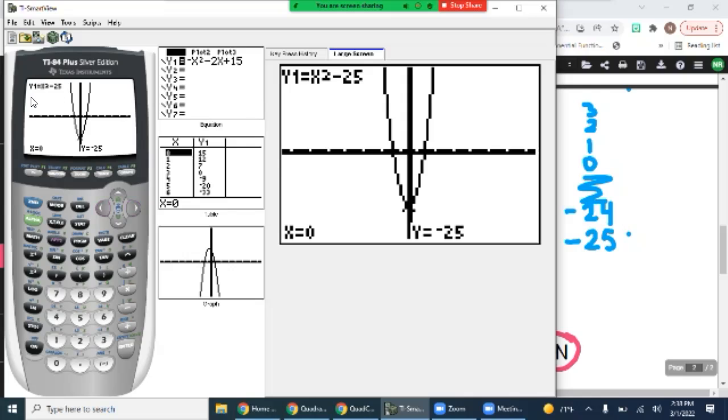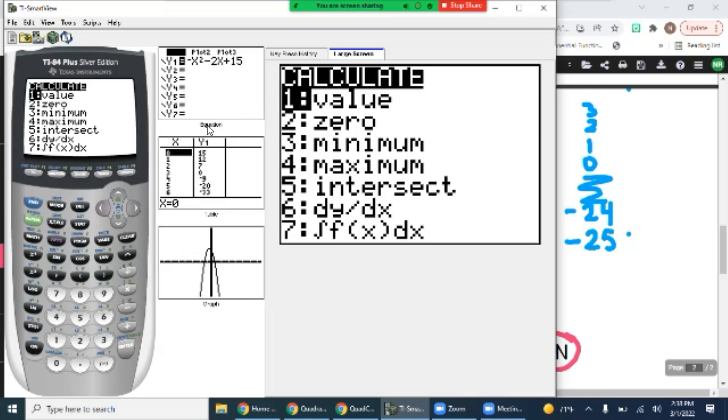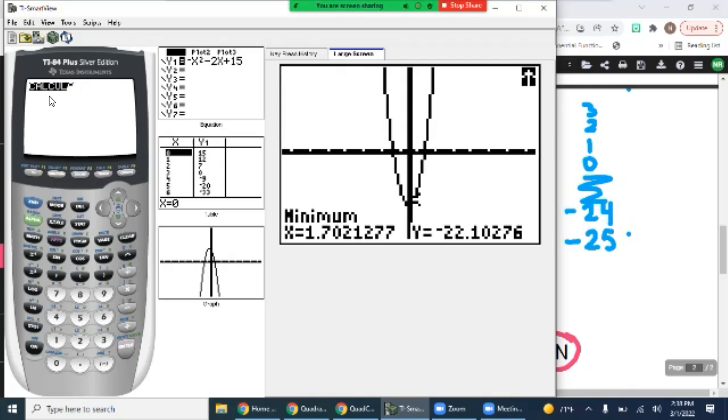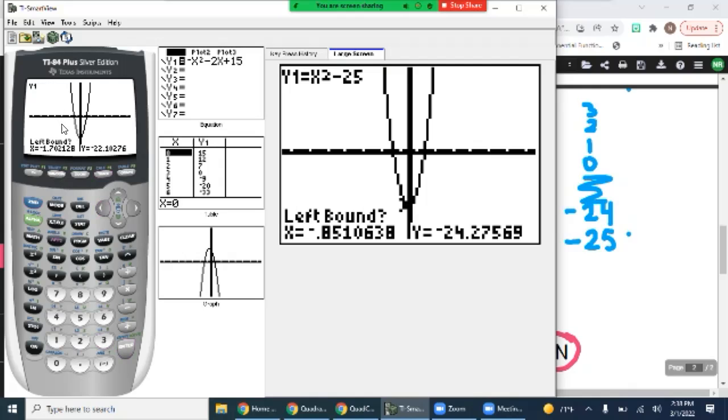Now I can press what? Second trace. Second trace, which one? 3. Just press the number 3. No need to use the arrows to go down to number 3. Now I see the word left. How many times to the left? 1, 2. Enter. How many times to the right? 1, 2, 3, 4. Enter. I didn't press enter twice. I did it wrong. Hold on. Second trace 3. Give me a second. My calculator's been going crazy all day.